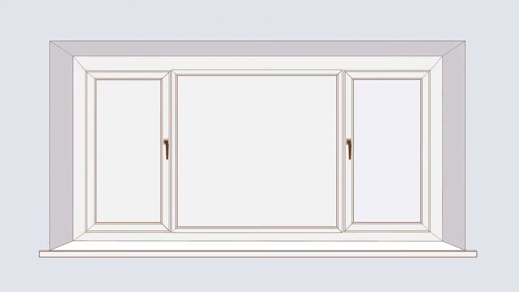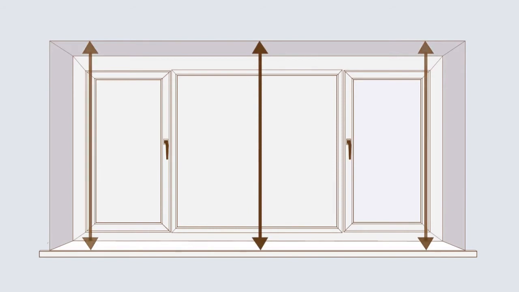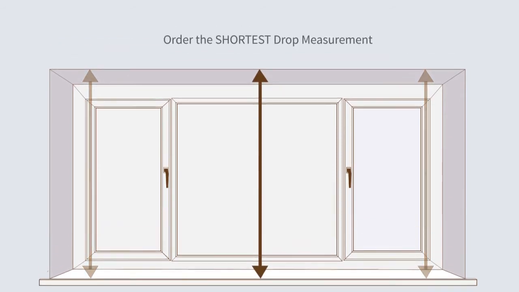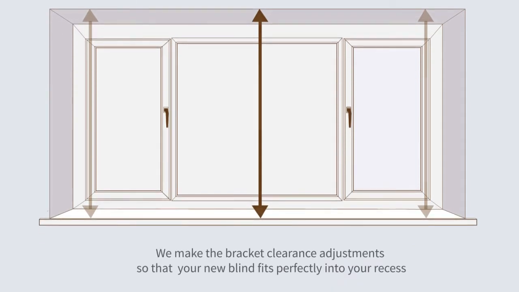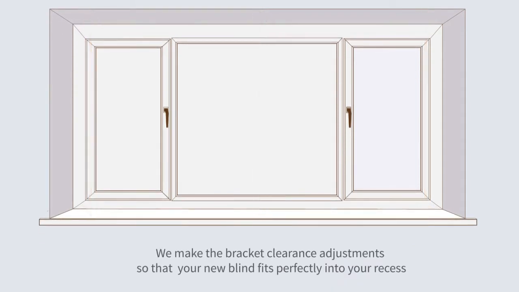Now you need to do the same thing as far as the blind drop goes. Using your steel tape measure again, measure the drop of the recess. Measure the left side, then the middle, and finally the right side. Again, the shortest measurement of the 3 is the drop we need, called the recess drop. When you order for the recess size, we will make an adjustment to allow for the clearance.